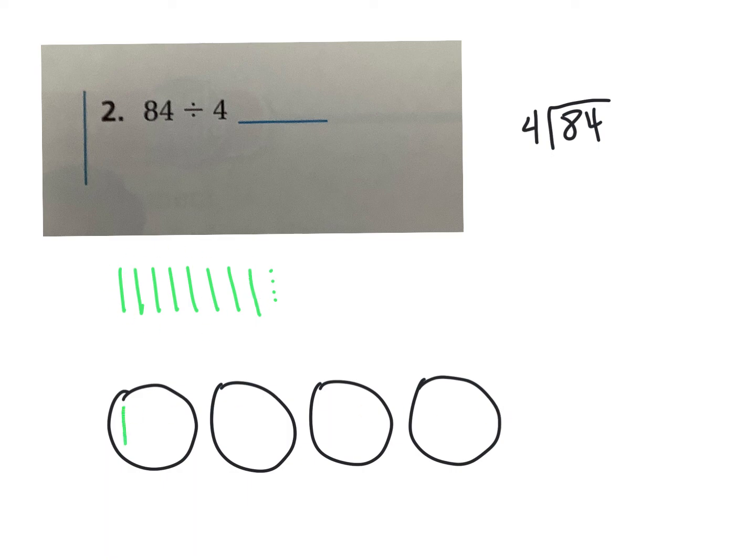So 1, that's that one. 2, that's that one. 3, there. 4, there. 5, 6, 7, 8. Oh, that's perfect. Okay. Each of them got 2, correct? 2 times 4 groups was 8. 4 times 2 is 8.